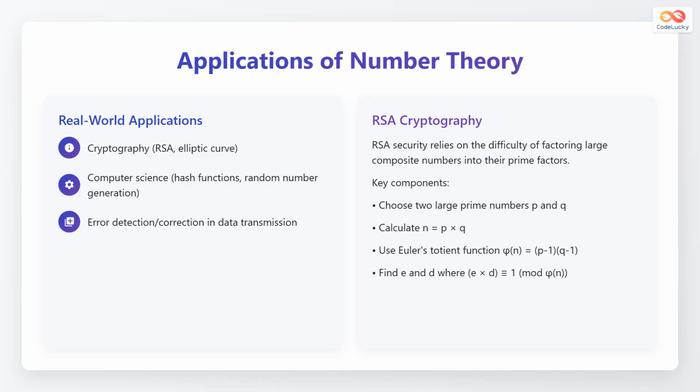RSA cryptography relies on the difficulty of factoring large composite numbers into their prime factors. Some of the key components include choosing two large prime numbers p and q, calculating n which equals p times q, using Euler's totient function phi of n equals p minus 1 times q minus 1, and finding e where e times d is congruent to 1 modulo phi of n.